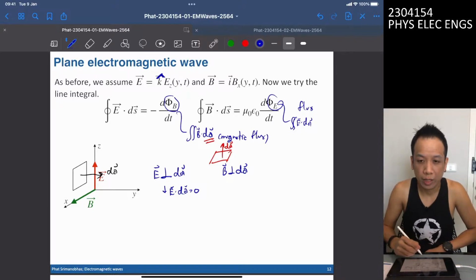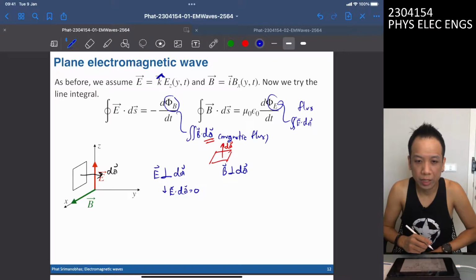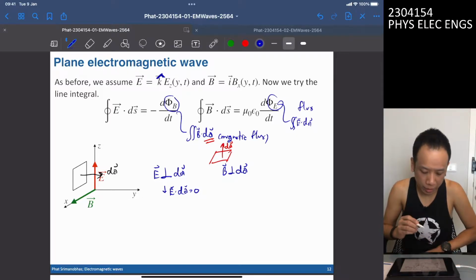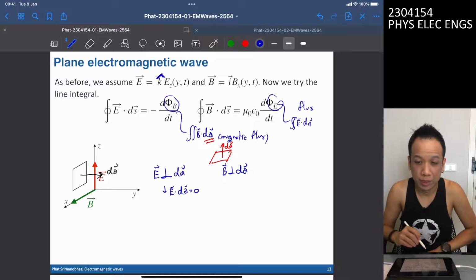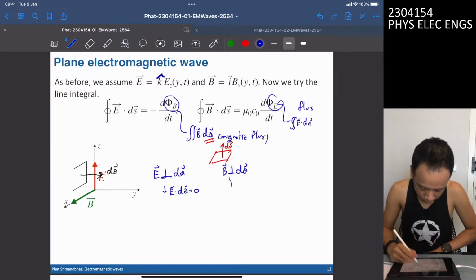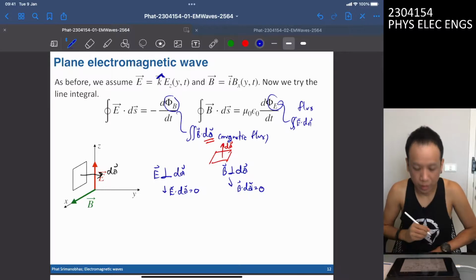Because E dot dA is the size of E, times the size of dA, times cosine theta. Theta is the angle between E and dA, which is 90 degrees. So cosine pi over 2 is 0. It is the same for B, so B dot dA equals 0. So the right hand side of both equations becomes 0.